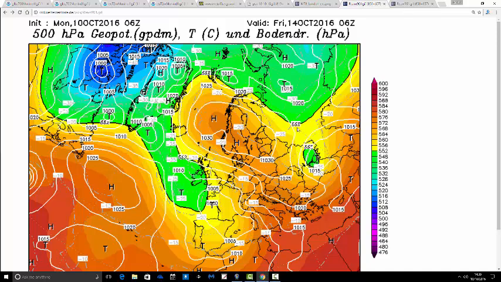Here's the GFS for Friday then. We're bringing in these easterly winds still. Low pressure is beginning to develop down to the south. That could bring some outbreaks of rain into southern parts of the country by the end of Friday.